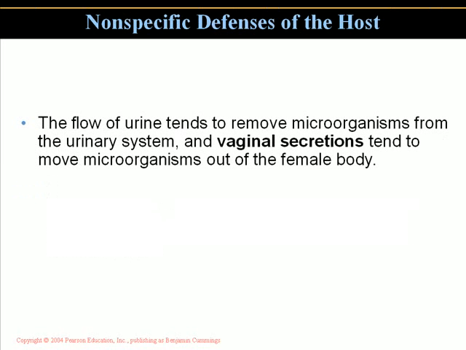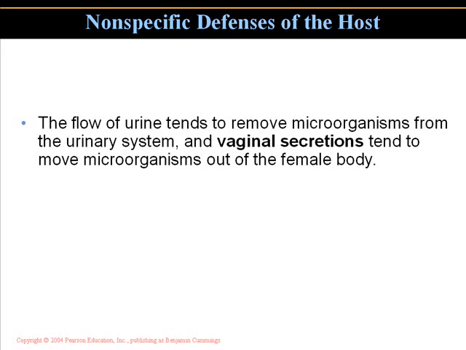Now, the flow of urine also provides another form of a defense for the host. The flow of urine tends to remove microorganisms from the urinary system. You will find when we discuss the urinary system specifically that it is the length of the urethra that also can provide a part of a host defense. The male urethra, for example, is longer than the female urethra. Thus, males tend to get fewer urinary tract infections than females.